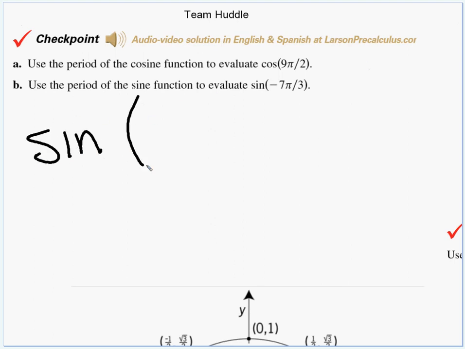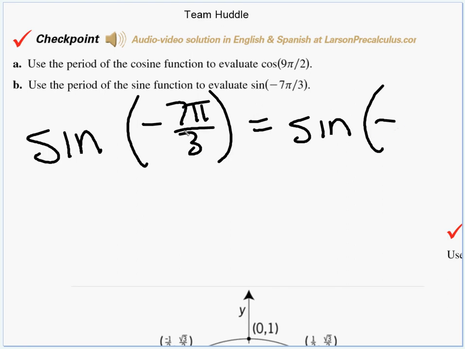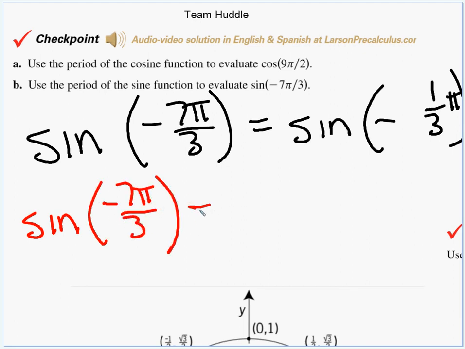Letter B, the sine of negative 7/3 pi. Well, 3 divides into 7 twice without going over, but there is a remainder of 1, so that's negative 2 1/3 pi. And again, because a trip around the circle is 2 pi radians, we can sort of get rid of this too because of the periodic nature of the function. So let me write it like this. The sine of negative 7/3 pi is exactly the same as the sine of negative 1/3 pi.